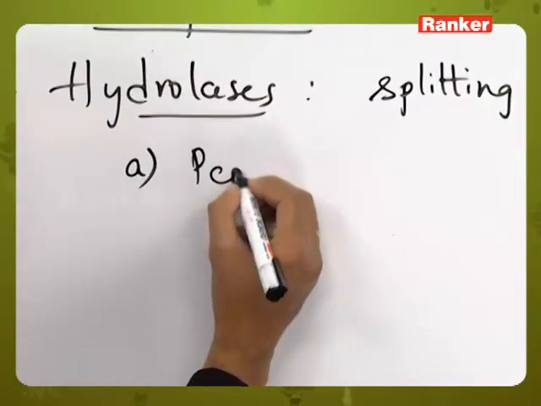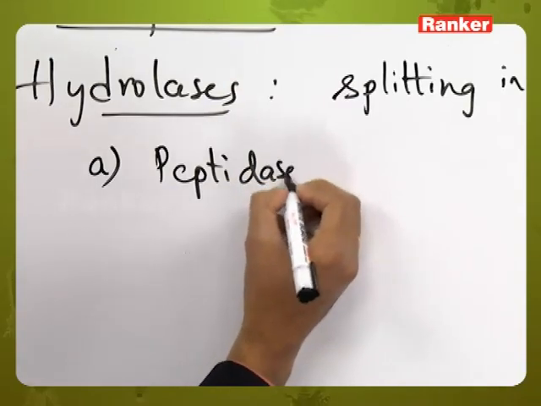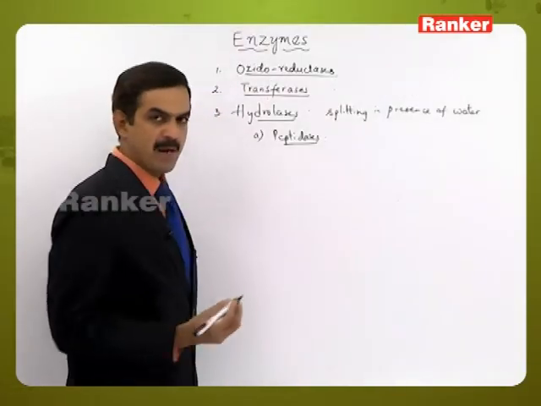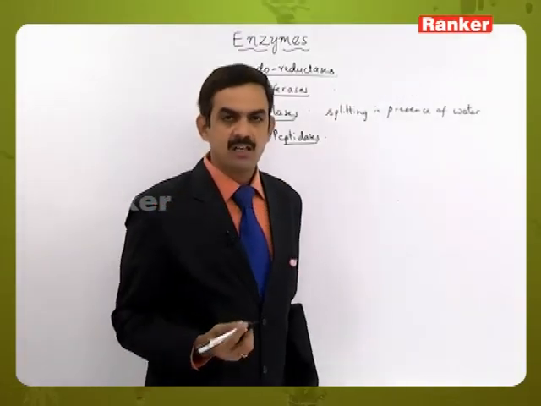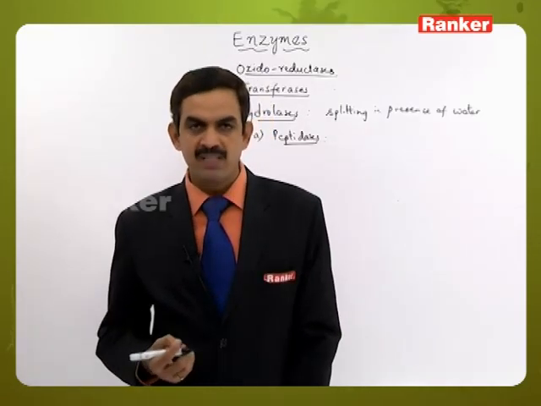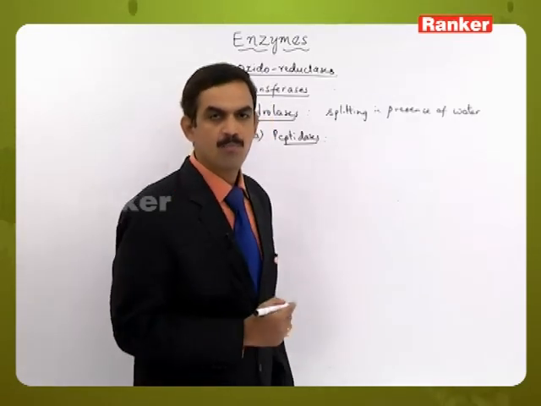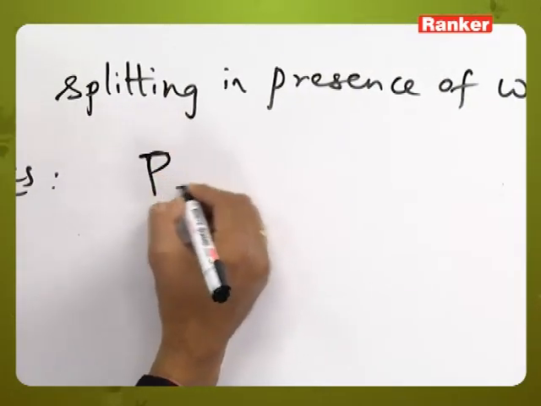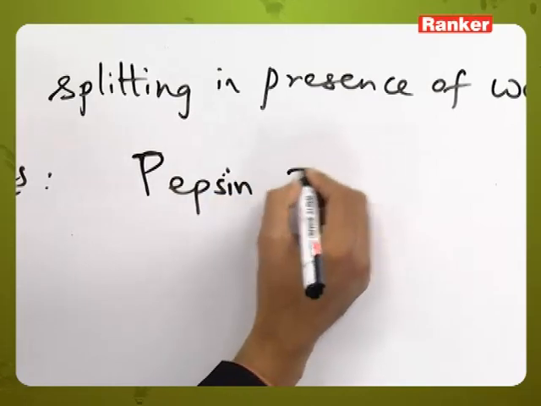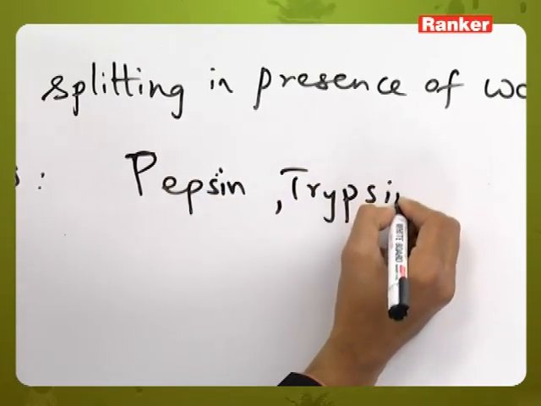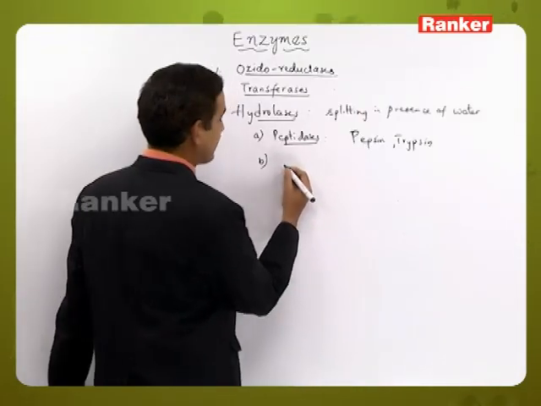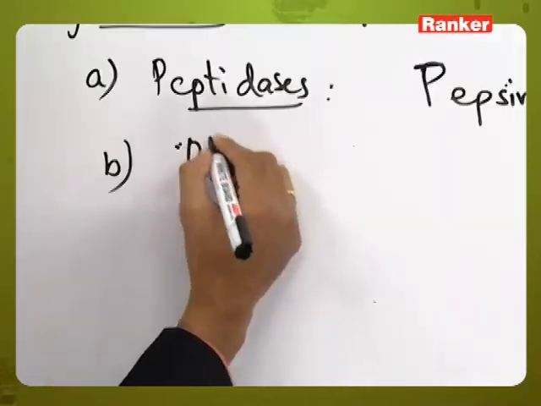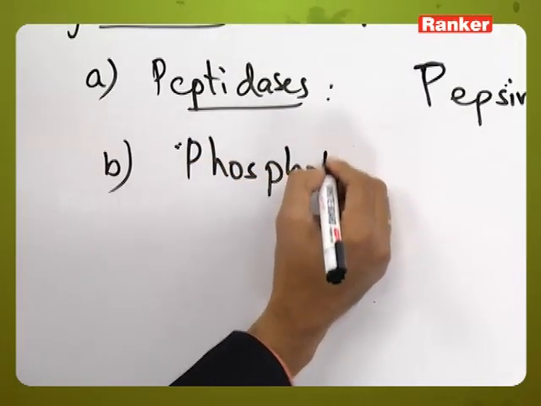One is peptidases. Peptidases are the ones which will break the peptide bond present between the amino acids in the protein molecule. The best examples of them are pepsin and trypsin. The second subclass present in the hydrolases is phosphatases.